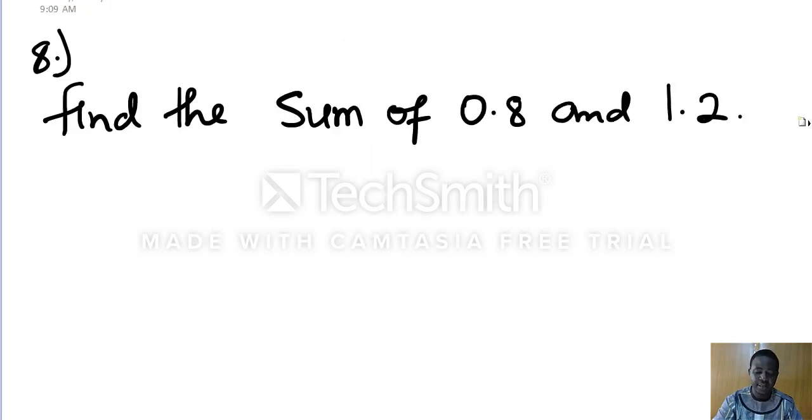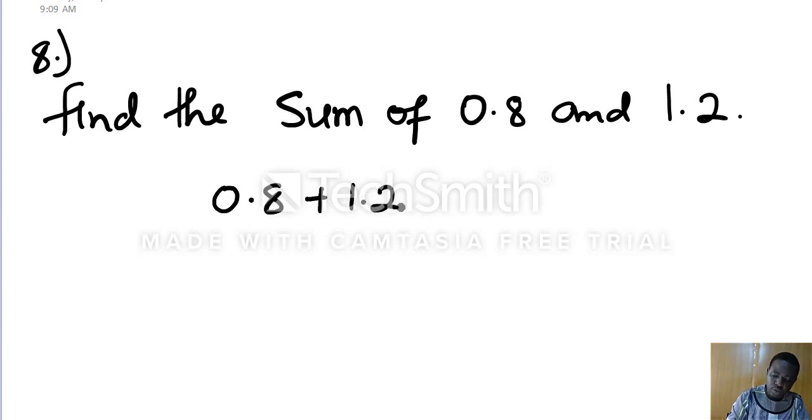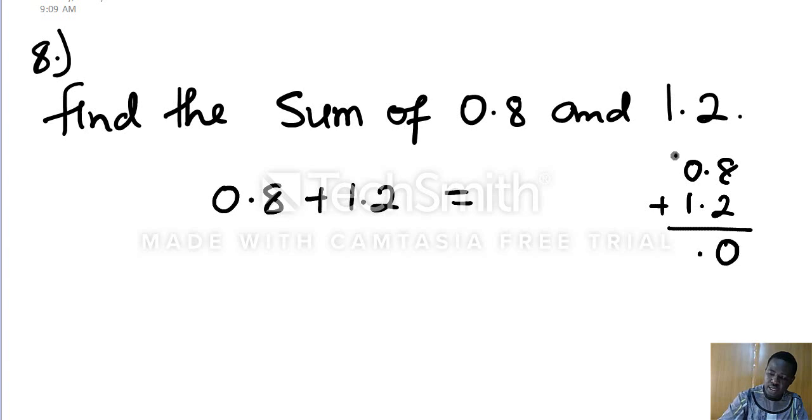Next example says find the sum of 0.8 and 1.2. Sum: 0.8 plus 1.2. This is equal to 0.8 plus 1.2. 8 plus 2 is 10. You write down 0 and carry 1. 0 plus 1 is 1, plus 1 is 2. So your answer becomes 2.0, or you can just call it 2.